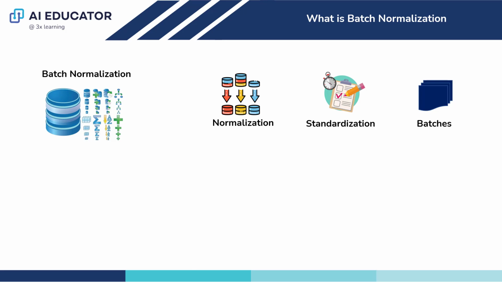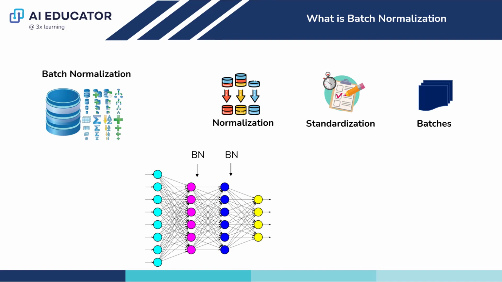Batch normalization is performed inside the model after hidden layers. We can simply add a batch normalization layer by writing model.add in parentheses, BatchNormalization again in parentheses. Now let us see how batch normalization works.